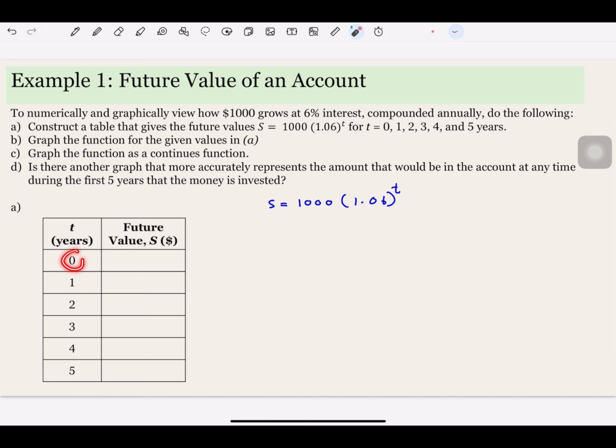Let's start with t equals 0. This is the initial value. To get the future value S at t equals 0, you substitute t equals 0. If you use this formula in your calculator, you'll get $1,000 for the first value. And to get the S value at t equals 1, you substitute t equals 1 into this formula. In that case, you'll get $1,060.